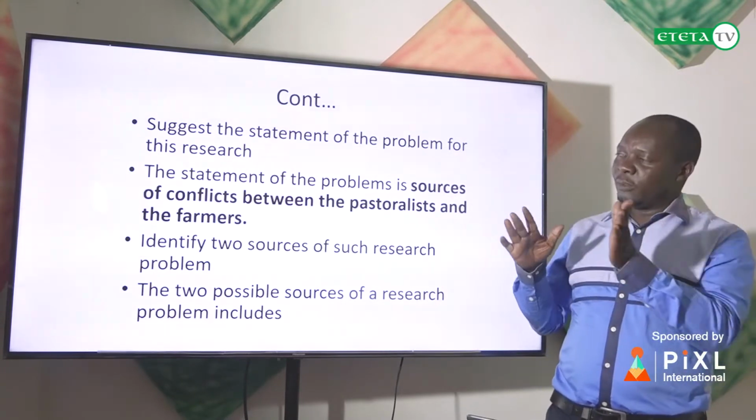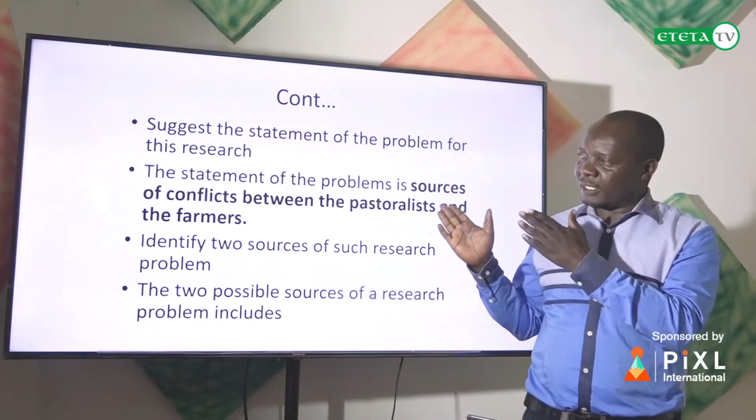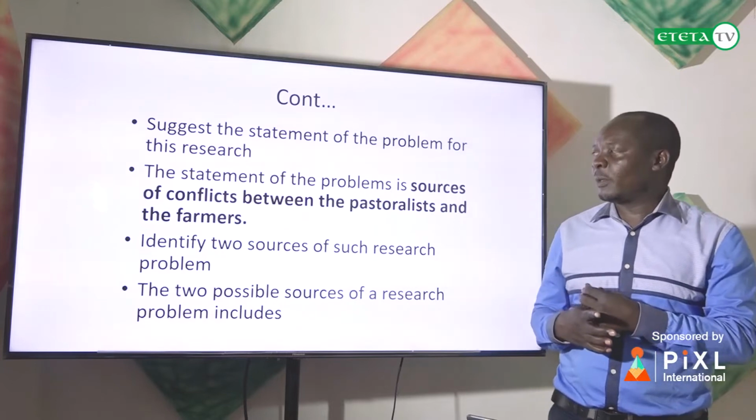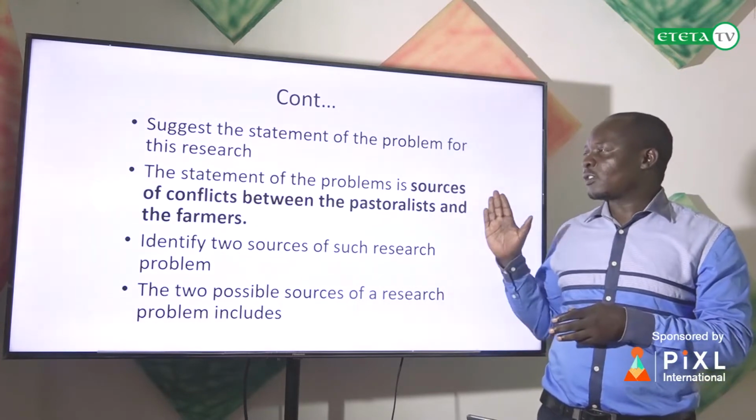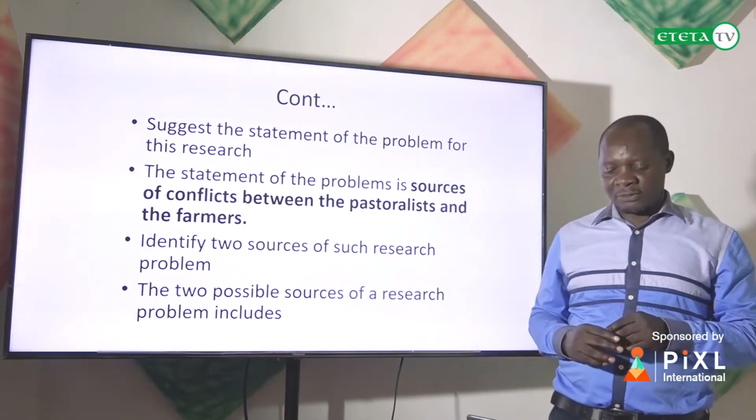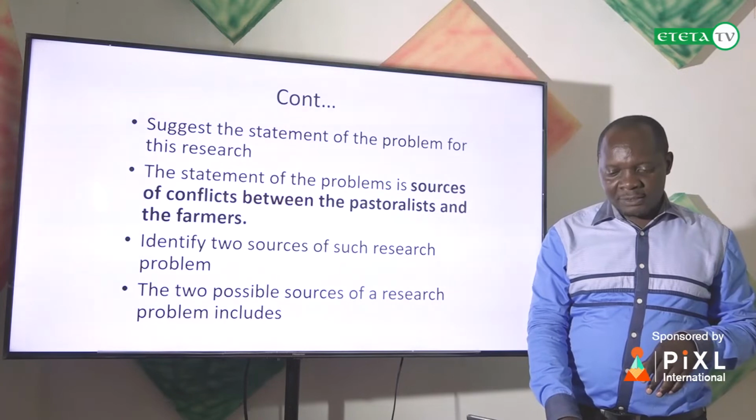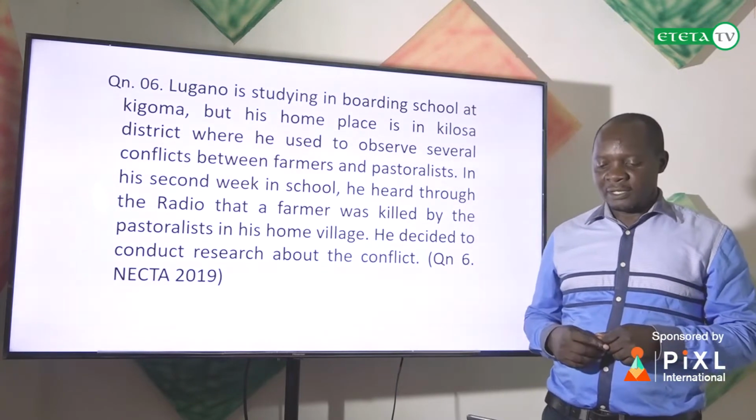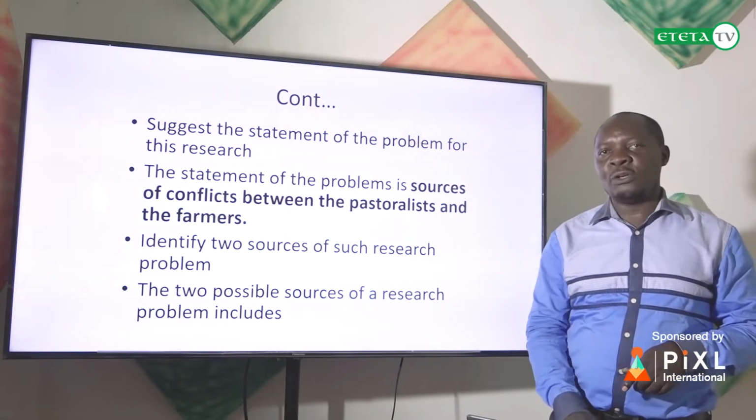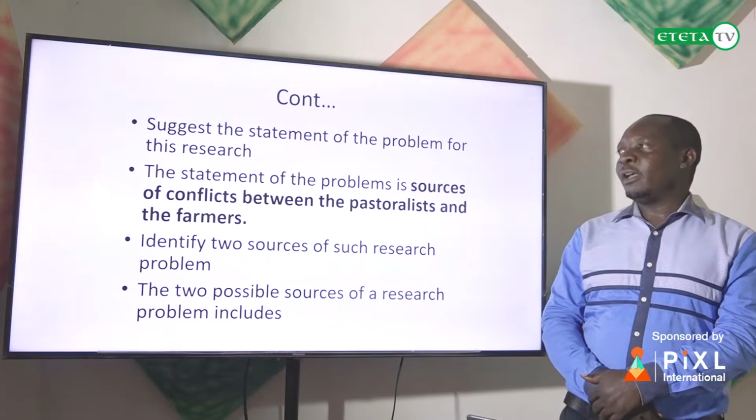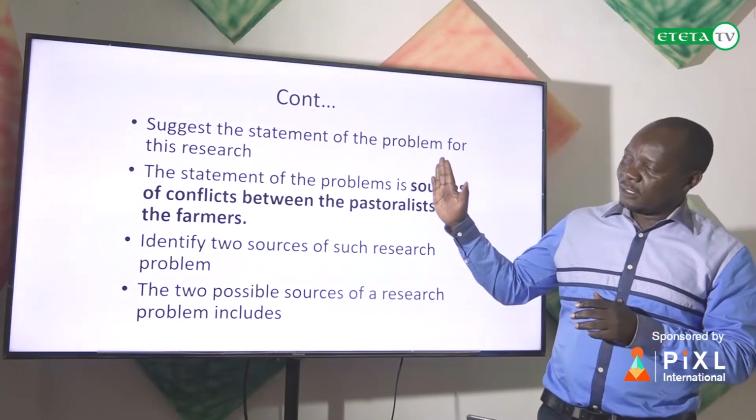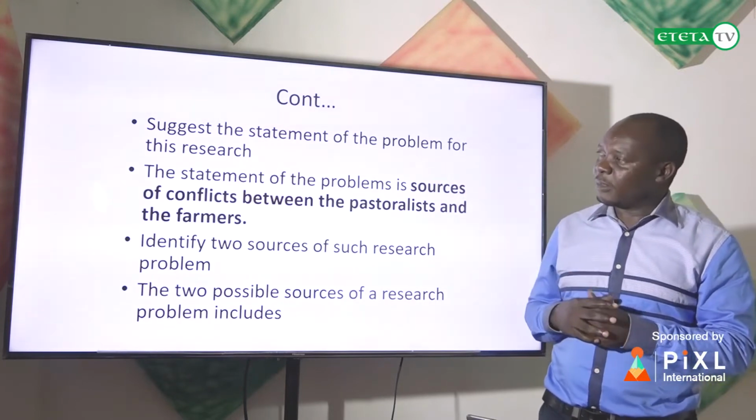Now, when a student reads that question thoroughly, he or she may find that the best statement of the problem for that research is the source of conflicts between the pastoralists and the farmers. Because the question describes a farmer who was killed by the pastoralists. So automatically there is a conflict going on between the farmers and the pastoralists. That's why that farmer was killed. So that is Roman 1 of the question: suggest the statement of the problem.